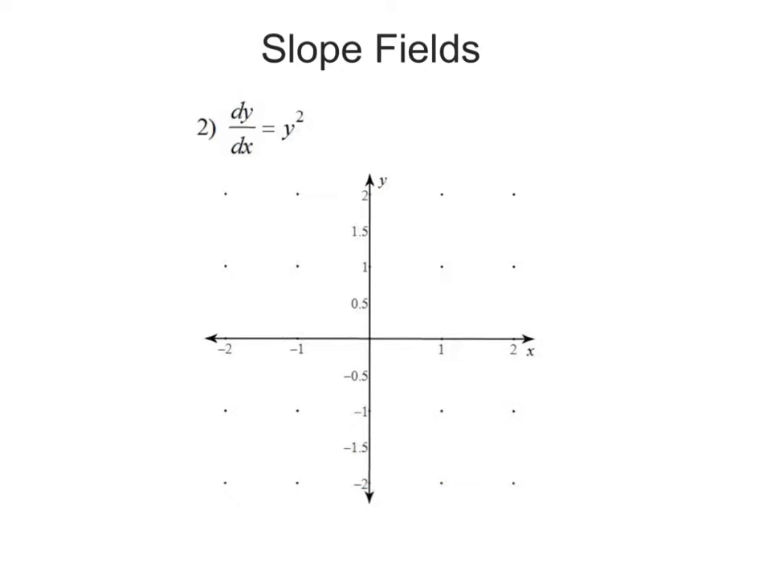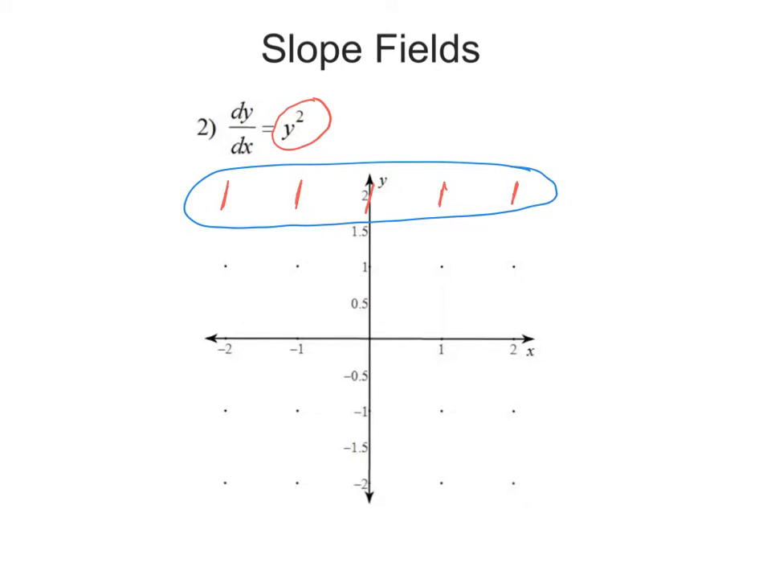All right, so something interesting about this one is this differential equation depends only on y. So if I know the y value, I know the answer. So if y is 2, the slope would be 4. So I'm going to have a pretty steep slope of 4 at all of these places. And what I wanted to show you is, since the differential equation only depends on y, you're going to have no variation as you move left to right.